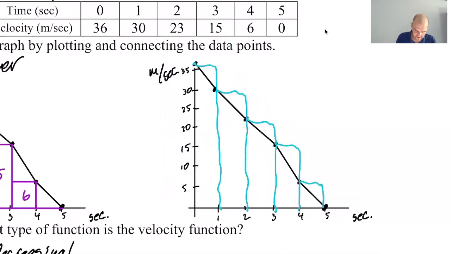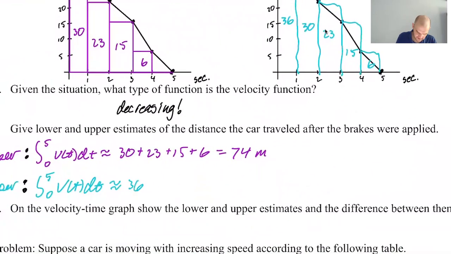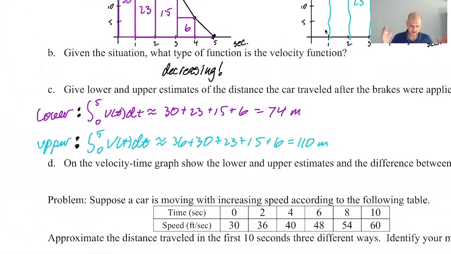All right, so what are each of these? This is 36, 30, 23, 15, and 6. So this will be approximately 36 plus 30 plus 23 plus 15 plus 6. Okay, and then that's actually equal to, I don't know, 66, 89, 99, 104, 110. So 110, I think. 110 meters. So 74 meters, 110 meters, somewhere in between there for sure.